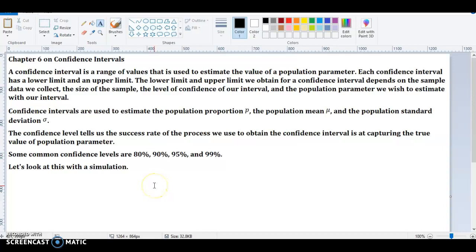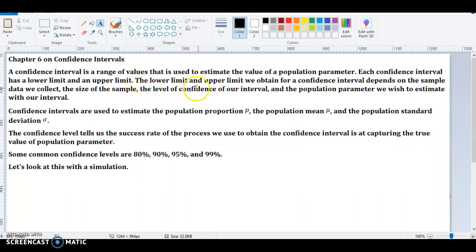Hello students, in this video we're going to briefly introduce what confidence intervals are about. So the basic idea is that a confidence interval is a range of values that is used to estimate the value of a population parameter. Each confidence interval has a lower limit and an upper limit.